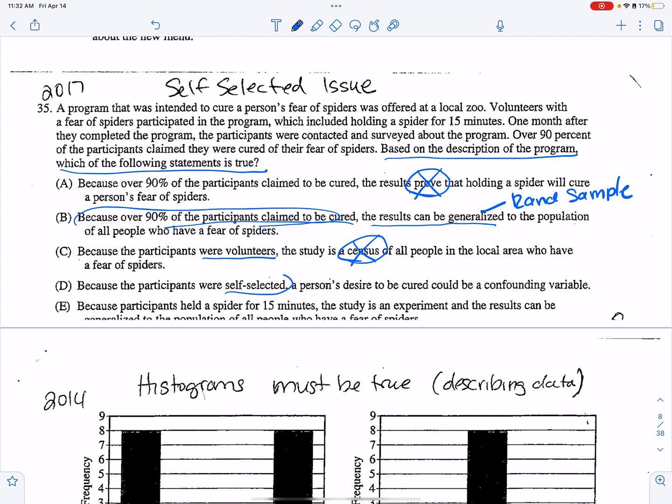Because they were self-selected, a person's desire to be cured could be a problem, and notice that, that's really good. Could is not deterministic. The self-selection is the issue. I want to get well, so I chose to be part of this program. That could be a problem. Because the participants held the spider for 15 minutes, the study is an experiment, and the results can be generalized to the population of all people who have fear of spiders. Okay, the only way you can generalize, again, is a random sample.